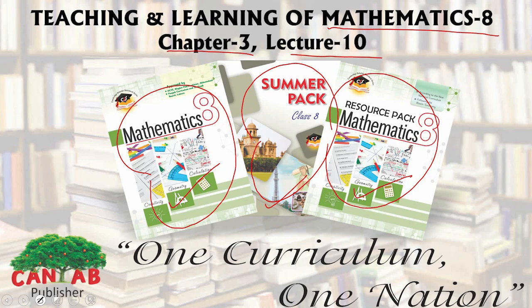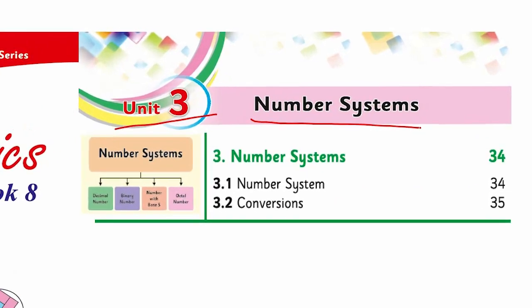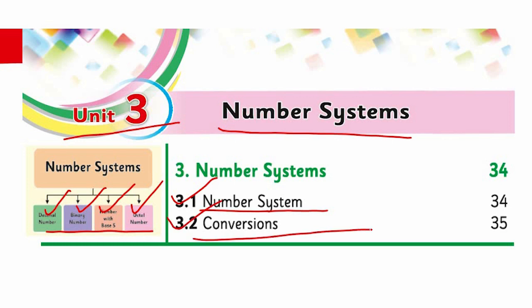Students, now come to the book, unit number 3, number systems. We have done topic 3.1 about number system. In this topic, we have discussed 4 types of number systems: decimal number system, binary number system, number system with base 5, and then octal number system. After that, we have started topic 3.2, conversions.